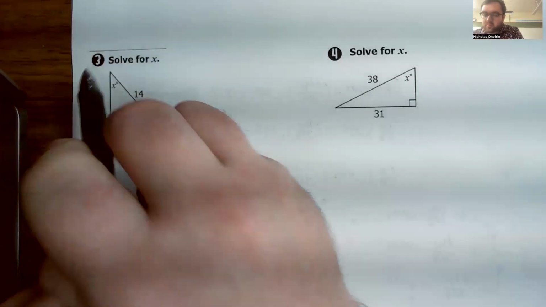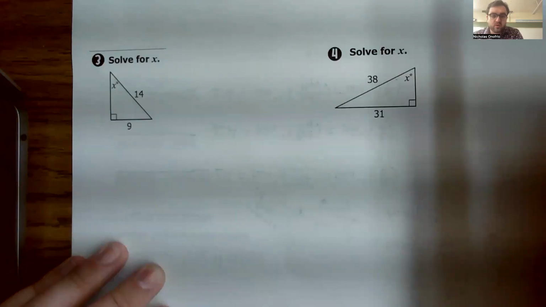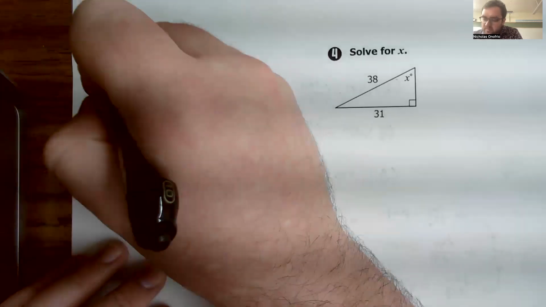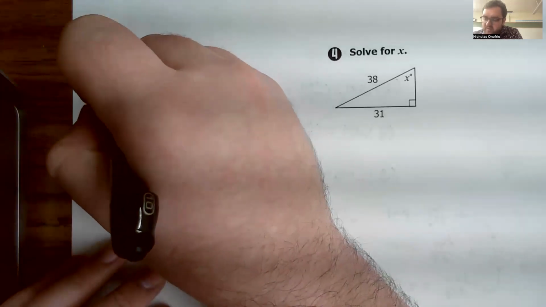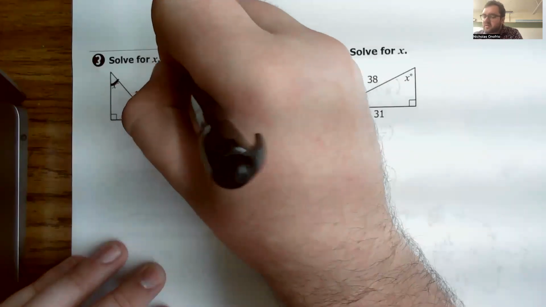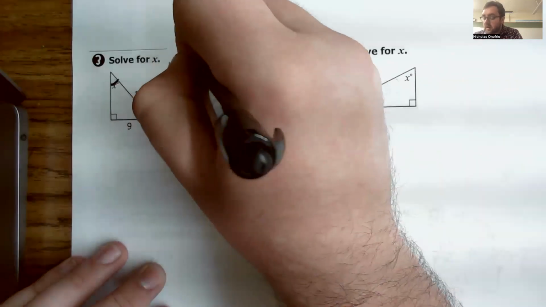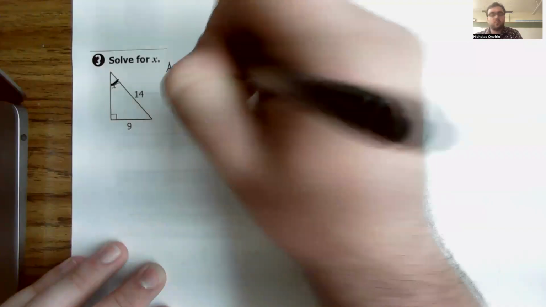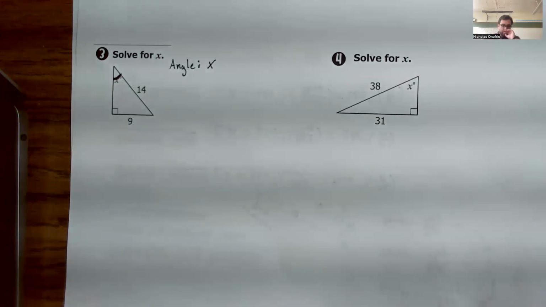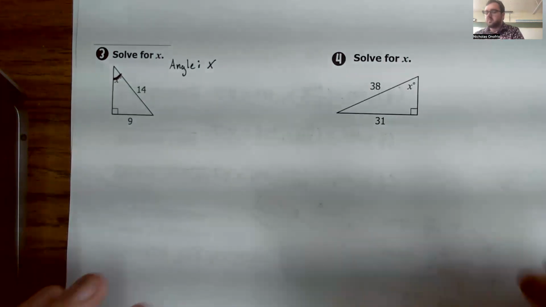So let's look at problem number 3 first. We're given a nice triangle, and we are told that we need to find the value of x. Notice that this is a little different. For problem 3, our angle is in fact the variable here. So we have to approach this a little bit differently than we would our other problems.